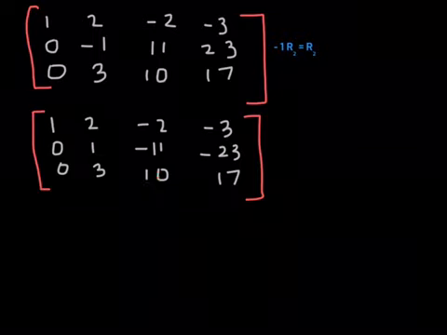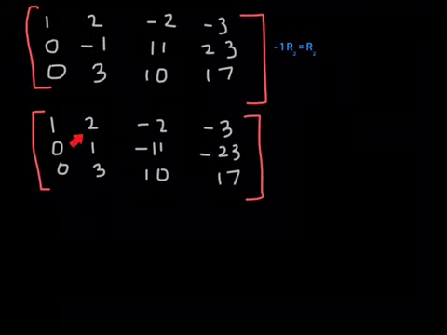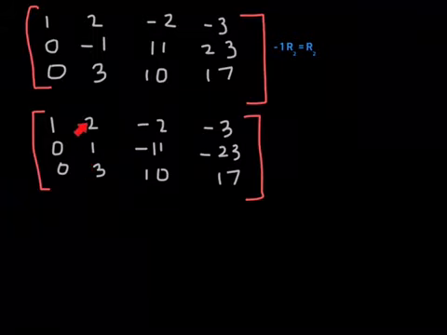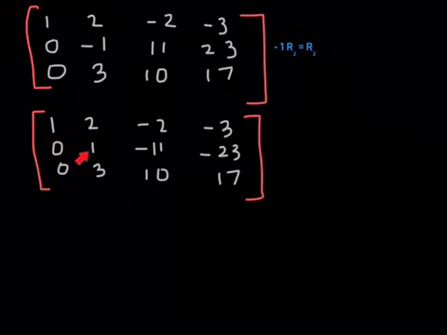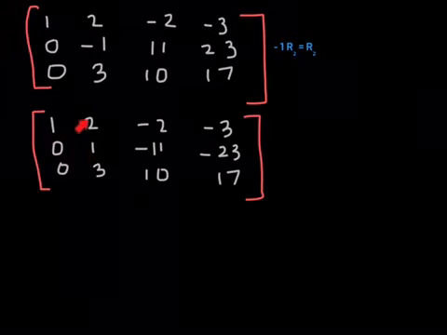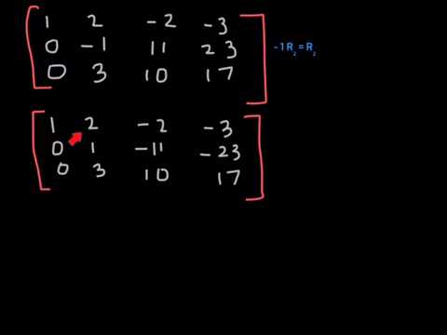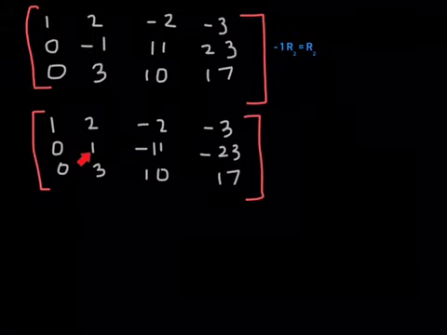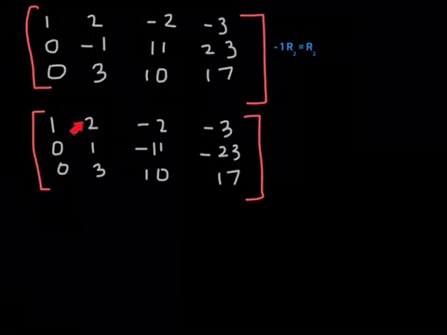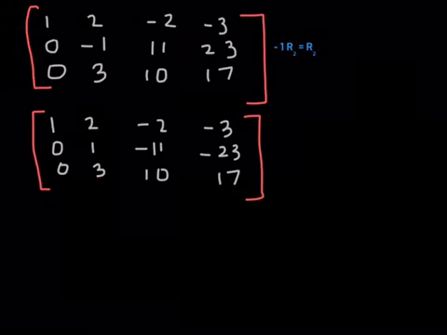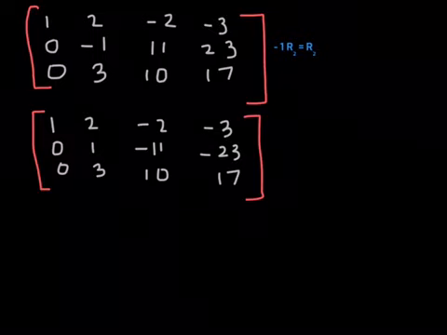I would like us at this time to shift our attention to this 2 and this 3, the entries that are above and beneath this leading 1 right here. I need the 2 and I need the 3 to be zeros. I can get the 2 to be a 0 if I multiply row 2 by negative 2 and add it to row 1. I can get the 3 to be a 0 if I multiply row 2 by negative 3 and add it to row 3. So I'm going to change row 1 and row 3 at the same time. I'm going to leave row 2 unchanged at the moment.